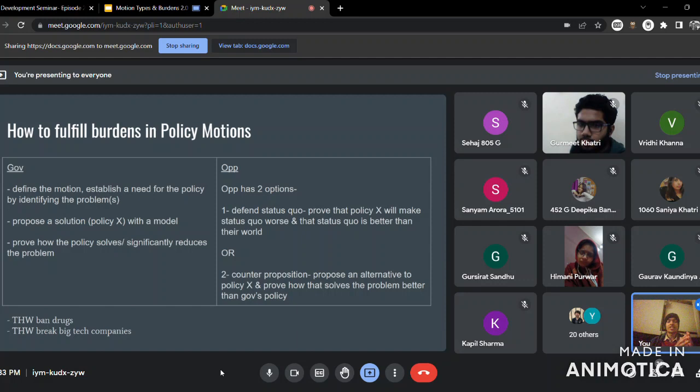So the common thing between counter props and alternatives is that both these things need to be mutually exclusive. What do I mean by that? Mutually exclusive to policy X, which means that anything that Gov is defending, like the policy X, opposition's counterprop or alternative can't have the same policy plus some other things, right?